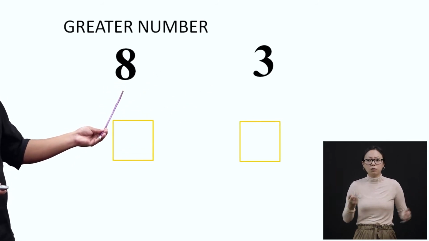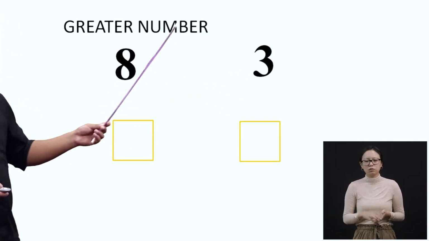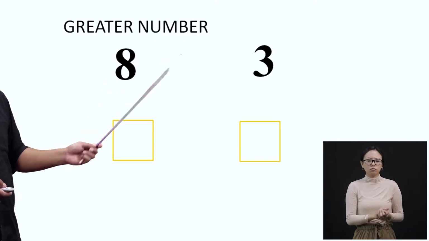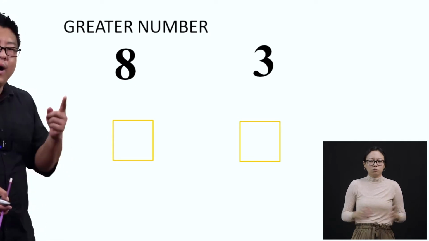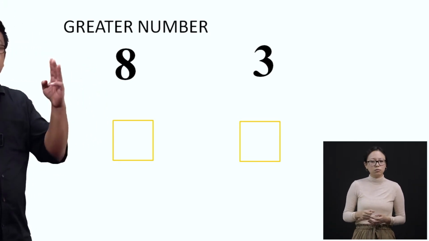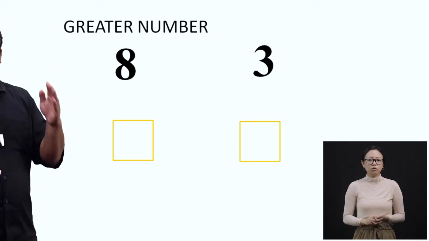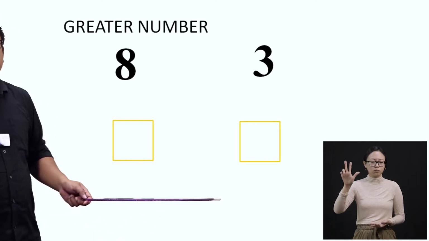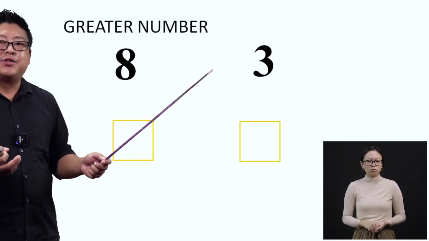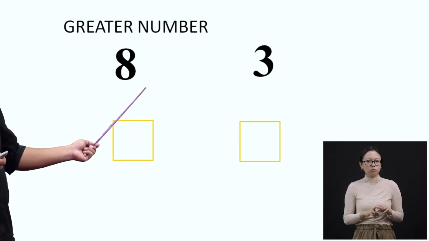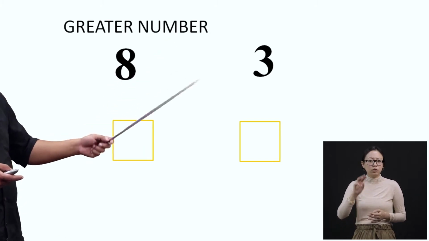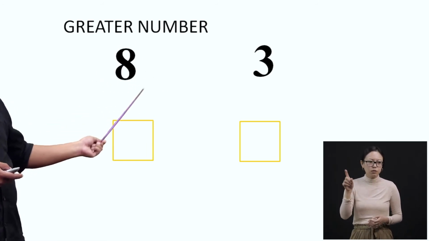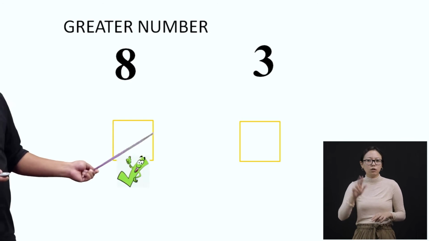We have numbers 8 and 3. Now to find the greater number, let's start counting from 1. So if we count together, 1, 2, 3, 4, 5, 6, 7, 8. Now if you noticed while counting, 3 came before 8, or we can say after reading 3, we reached 8. So since 8 came after 3, 8 is the greater number.